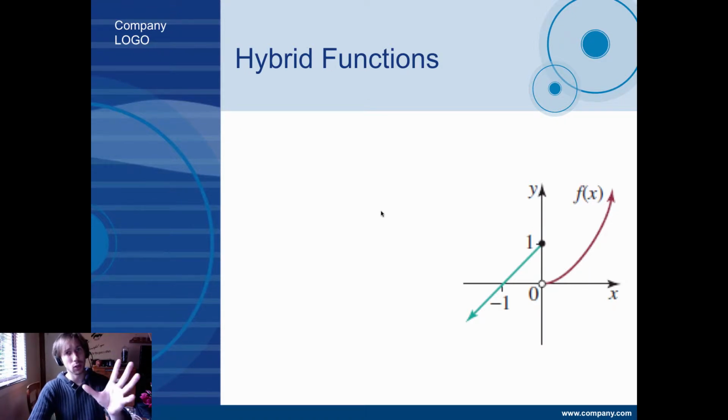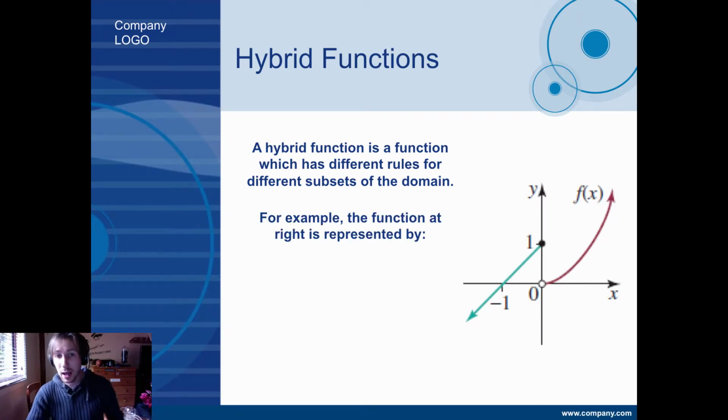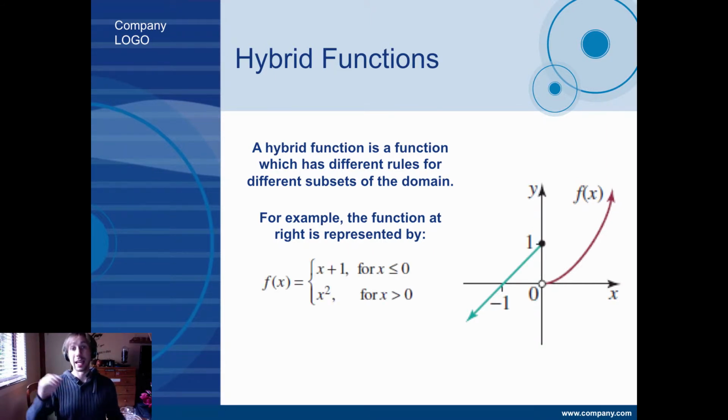And this is how it's going to look when you actually see it as a rule. A hybrid function is a function which has different rules for different subsets of the domain. For example, the function at right is represented by, bang. That's how it looks. It looks crazy. There's no doubt about it. But let's just have a think about what it all means. This here is f(x) is equal to x plus 1 for any x value below 0. So for any x value below 0, you can see that the rule is x plus 1.